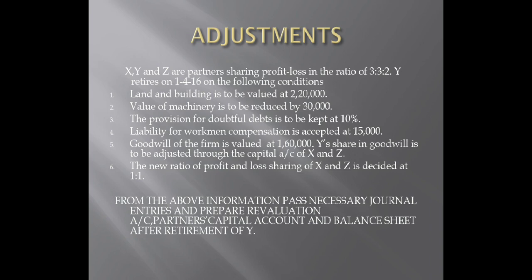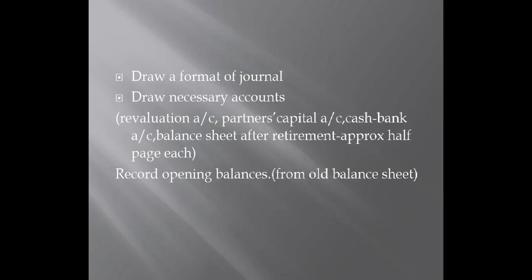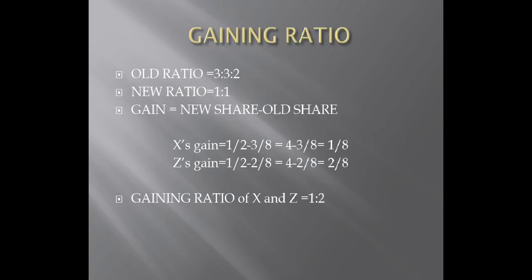So what does that mean? You are provided with the old ratio as well as the new ratio. So there does not arise any question of obtaining the new ratio again. You are already provided with the new ratio. The only thing that you are supposed to obtain now is the gaining ratio. What is the formula for gain? Let us check. Yes, we have it here. Gain is new share minus old share.